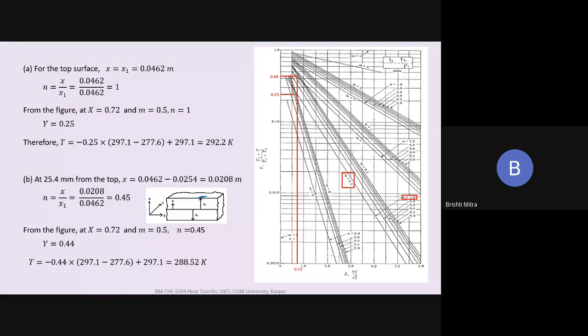So from here we go to the left hand side and we find out what the value is. This value is equal to 0.25. So my y value is equal to 0.25, and knowing the definition of y, I can write my T is equal to minus 0.25 into (297.1 minus 277.6) plus 297.1, which gives me a value of 292.2 Kelvin at the surface of the butter.